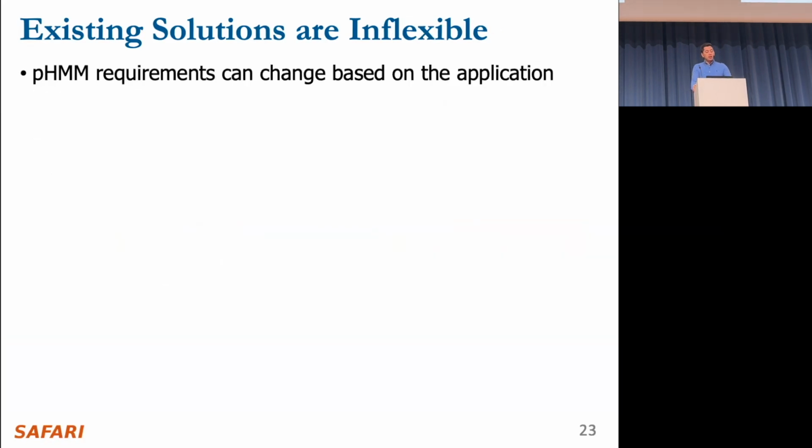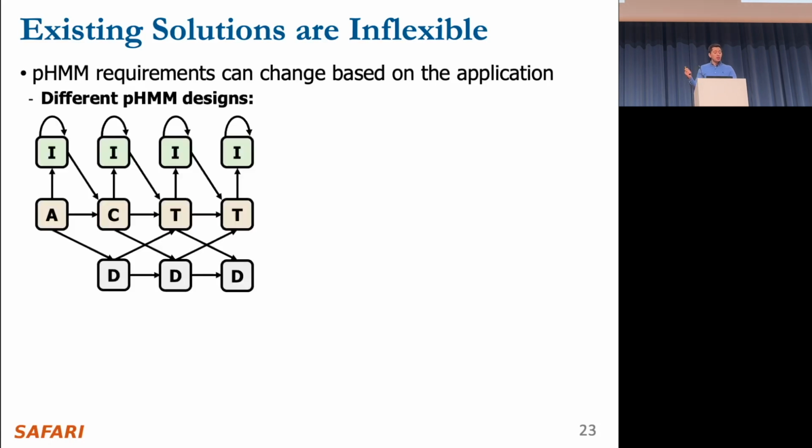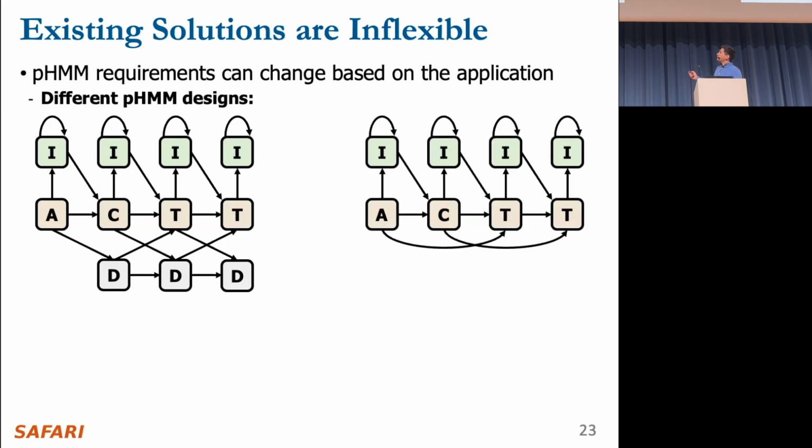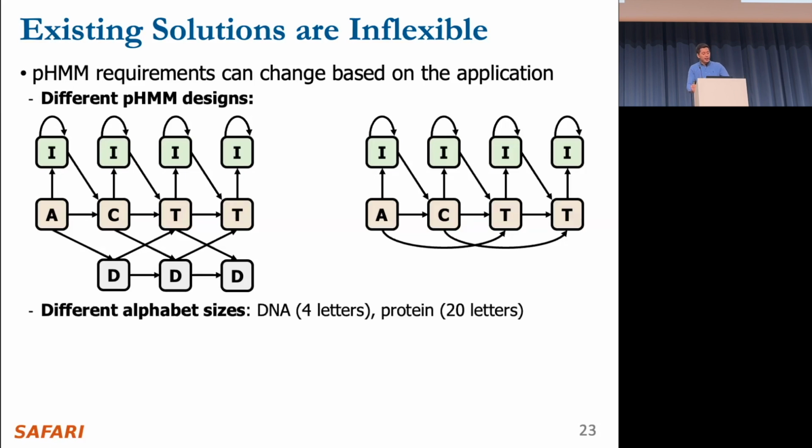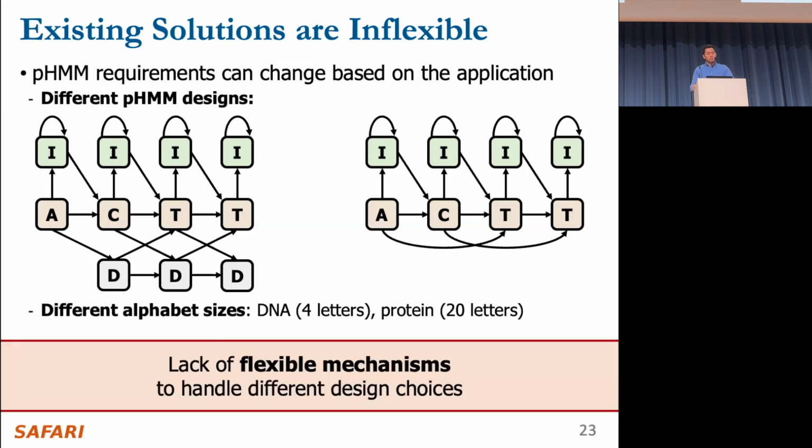We also want flexible solutions to accelerate PHMMs, because PHMM requirements can change based on the application. In some cases, we might use the design that I just showed you, or the design can slightly change while still providing all the functionalities of supporting insertions, deletions, and so on for sequence comparison. That's one challenge. Another challenge is that we want to analyze all types of biological data, including DNA and protein. This means that the number of letters in our alphabet can also change, and the solution should support that. But we see a lack of flexible mechanisms to handle different design choices.